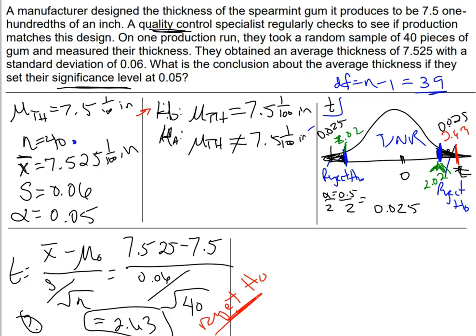The data convinces us that the average thickness is not 7.5. My goodness, that quality control specialist, hopefully they are screaming and doing something about this, right? Because the data was pretty convincing in telling them that it was not where they want it to be.